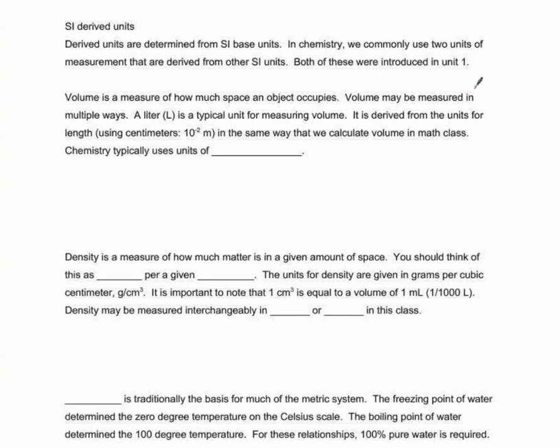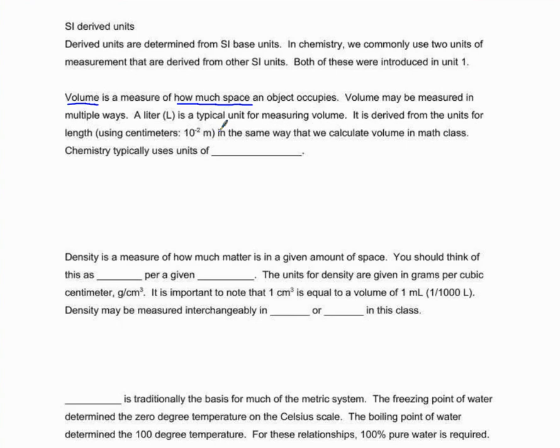The first one is volume, and remember from Unit 1, it's a measure of how much space an object occupies. Volume can be measured in multiple ways. A liter, abbreviated capital L, is a typical unit for measuring volume. It's derived from the units for length, and it's typically in terms of centimeters, which is times 10 to the negative second meters. And we do it in the same way that we calculate volume in a math class.